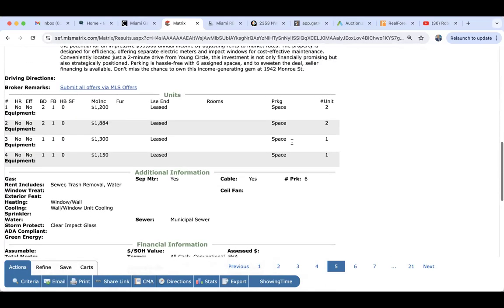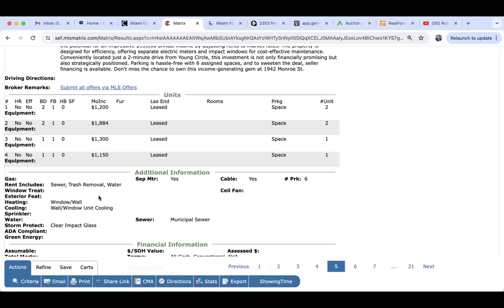$965,000, and we have here a 2-1. There's no way this 2-1 gives you $1,200 a month. There's no way. 2-1 here for 1884, maybe. That's what we're looking at, closer to 2000. And then a 1-1 for 1300. So let's redo these numbers, right? Let's say each two bedroom, one bathroom, we rented for say 2000.